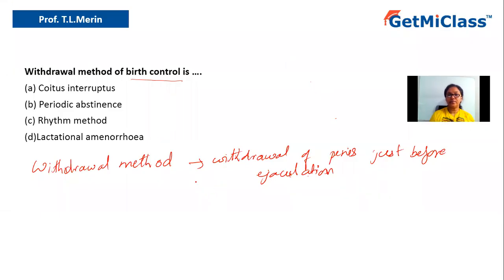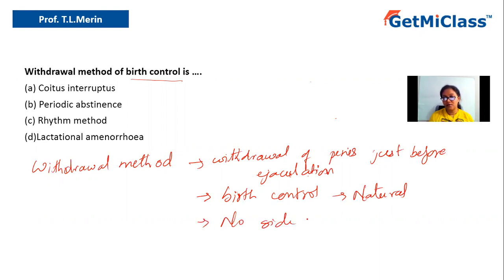As I told you, when the penis is withdrawn during coitus, that is just before the release of the sperm, that will definitely avoid pregnancy. So it is used for birth control. It is one of the birth control methods, which is a natural method. There are no side effects here, and no need of any chemicals or intrauterine devices, etc.